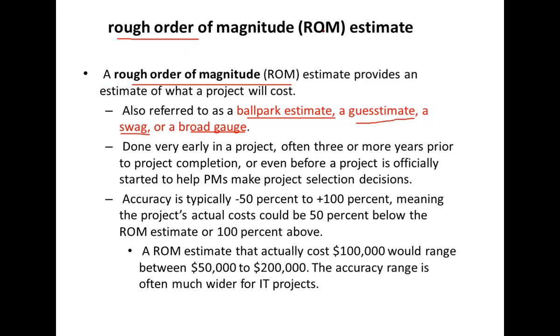This rough order of magnitude estimate is normally done very early in a project. Often 3 or more years prior to project completion. So that is normally 3 or more years prior to project completion we do this, or even before a project is officially started, and this type of estimate helps project selection processes.